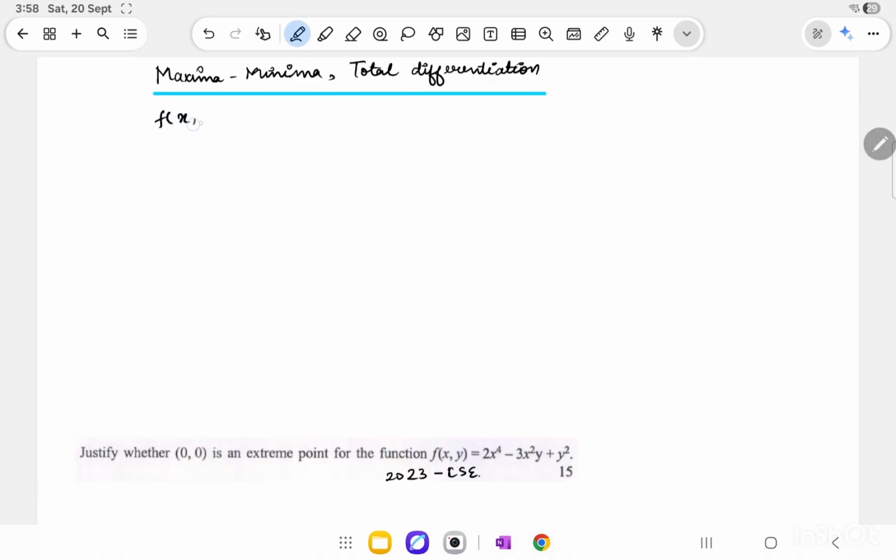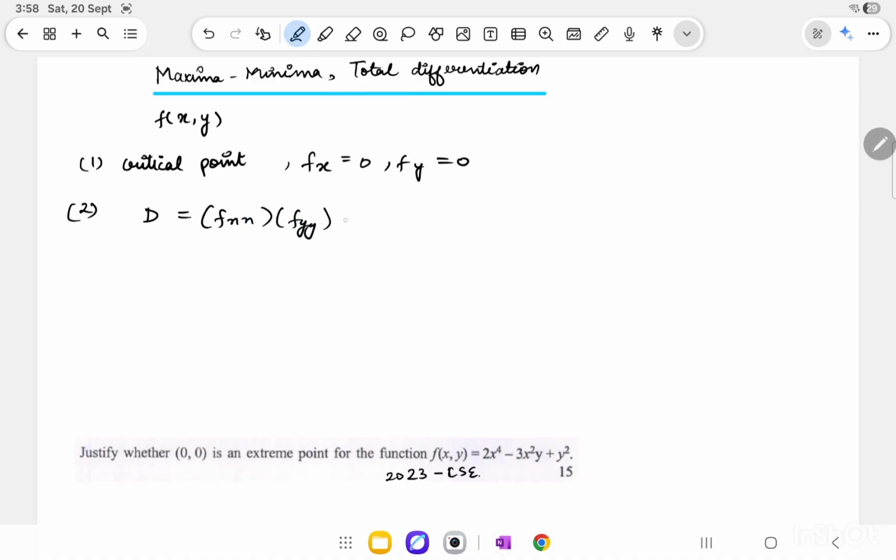If f(x, y) is a multivariable function, then we first find the critical points by solving the partial derivatives of f with respect to x and y and equating them to 0. Whatever values of x, y we get give us the critical points. Then we check D, that is, f_xx into f_yy minus f_xy whole square.